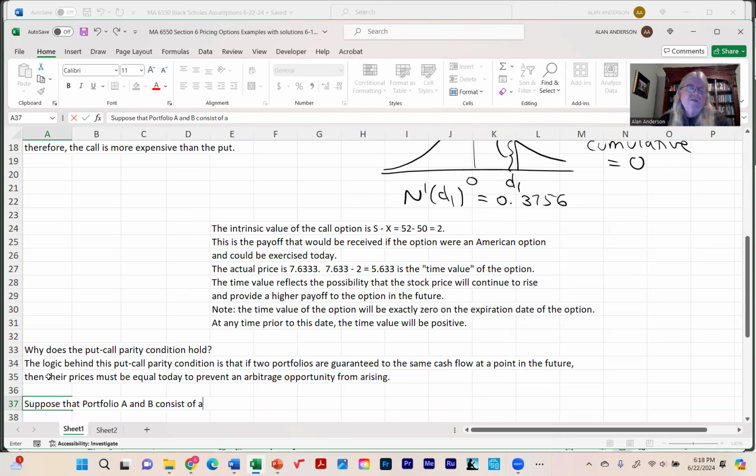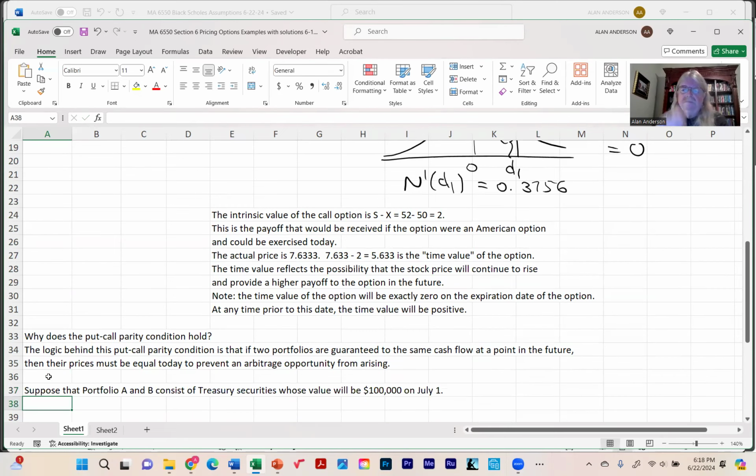Let's just say that somehow, if they consist of treasury securities whose value will be $100,000 on July 1st, let's say. They've got a bunch of different treasury securities, and the way they're structured is they're both going to have the same value on July 1st. Guaranteed, because there's no default risk.